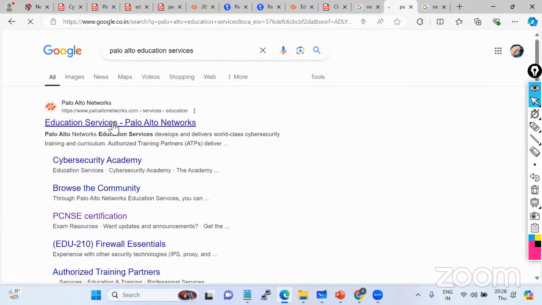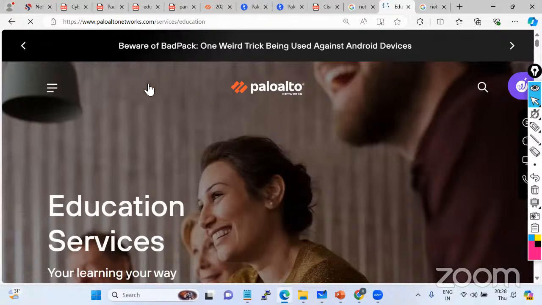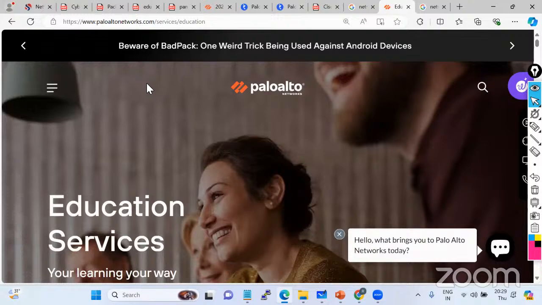You find this and open this particular link, same thing I have opened earlier. Let me close it, not required. So if you want to understand officially how the curriculum is designed for the Palo Alto Networks for your learning, and what is the official vendor we have to get knowledge about these Palo Alto firewalls.